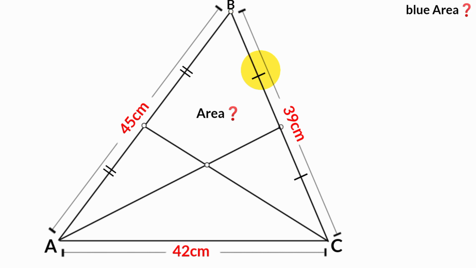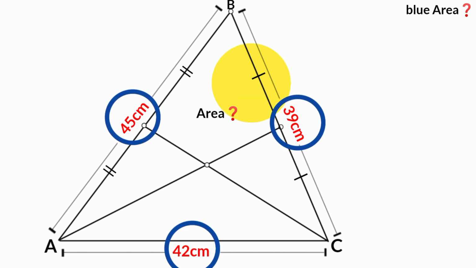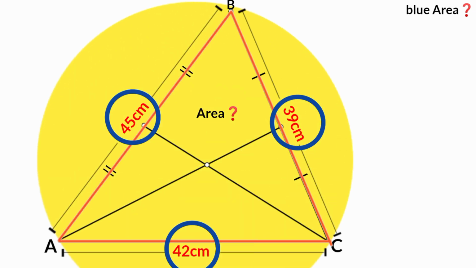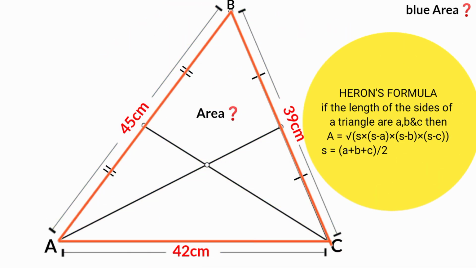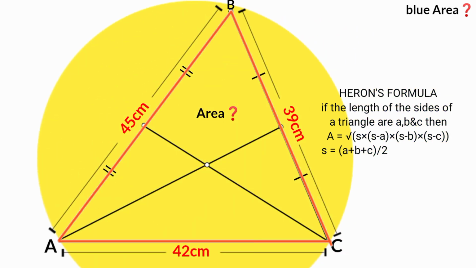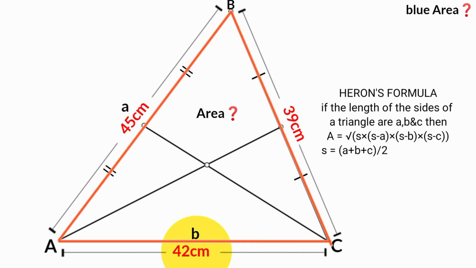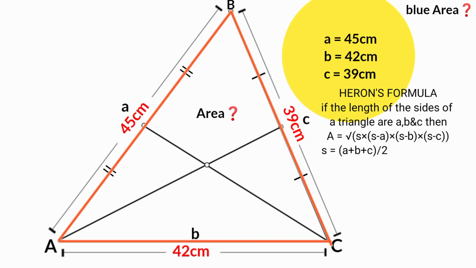The first thing we're going to do, since we have all the lengths of the sides of triangle ABC, is use Heron's formula to calculate its area. By Heron, if the lengths of the sides of a triangle are A, B and C, then its area is the square root of S times S minus A times S minus B times S minus C, where S equals A plus B plus C all over 2. So from this triangle here, if we let this be A, this B and this C, A equals 45 centimeters, B equals 42 centimeters, and C equals 39 centimeters.